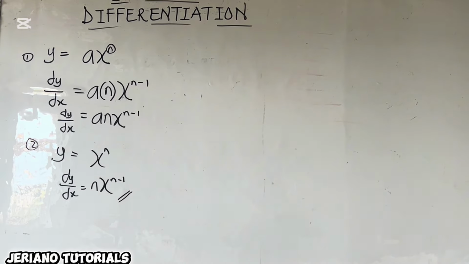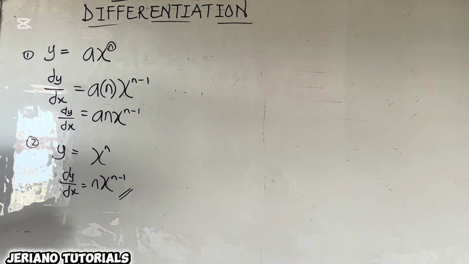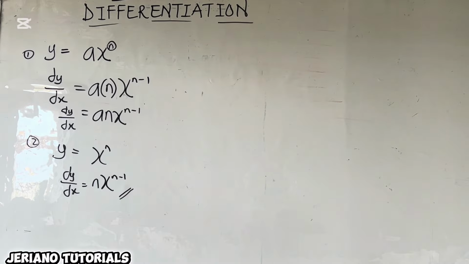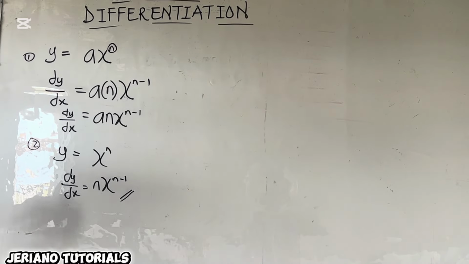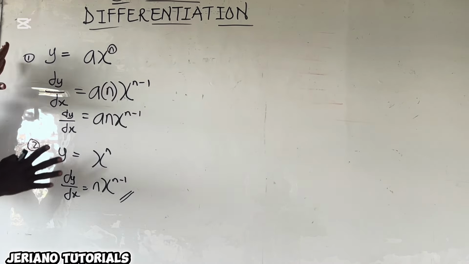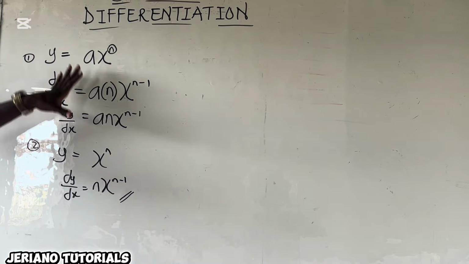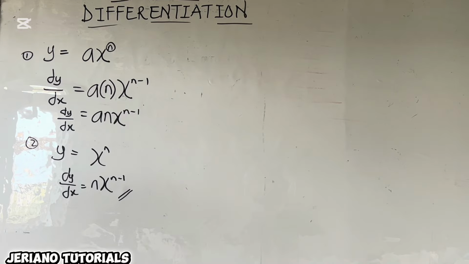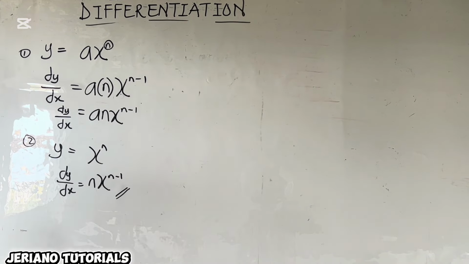Then every other thing comes in. We'll be talking about chain rule, product rule, quotient rule, and then trigonometric functions. Those are what we are going to cover for today. Now, after knowing this, let's pick some examples to work on.